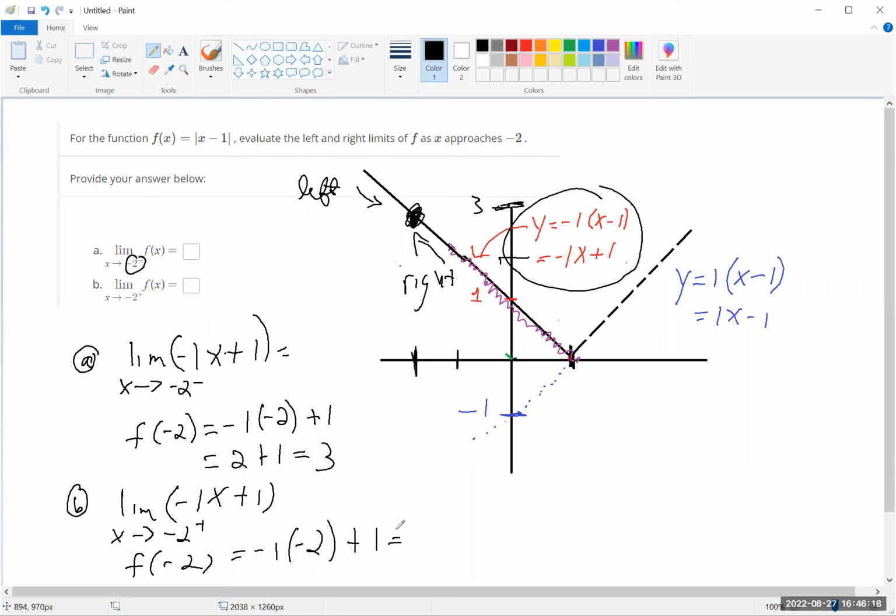And I'm just double checking my work. I get 3. And so indeed, the limit is 3 on both sides. And that's how you do this problem that creates a bit of a challenge with the absolute value, but then we work it through. But you have to be careful with which x value we are approaching.